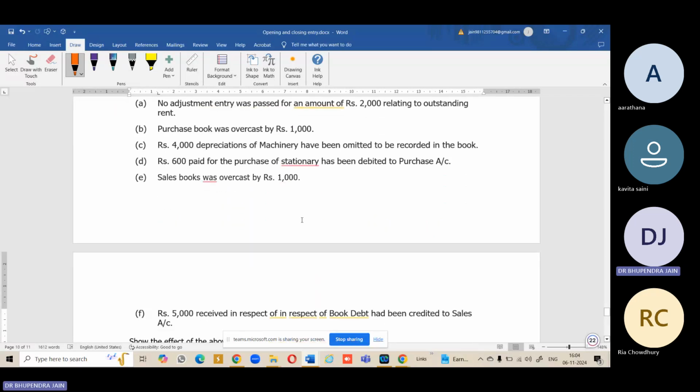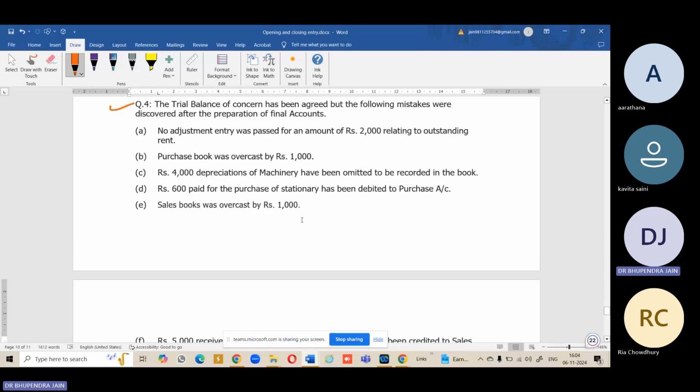So read the statements one by one and check what will be the effect in the profit and loss account as well as the balance sheet. First entry. No adjustment entry was passed for an amount of rupees 2,000 relating to outstanding rent. Okay, beta. Matlab you failed to record the entry regarding the outstanding rent. So what is the entry of outstanding rent? The entry is rent account debit to outstanding rent.